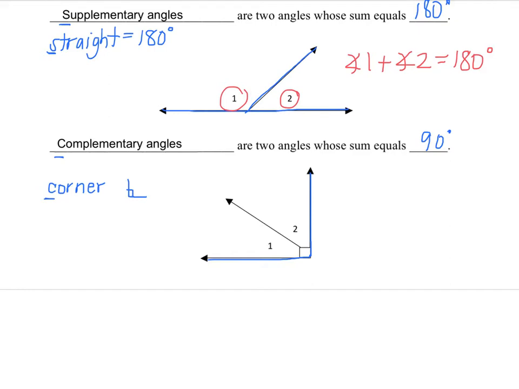Therefore, when we add angle 1 plus angle 2, it will equal 90 degrees. So whenever we have a complementary angle, it's going to be equal to 90 degrees.